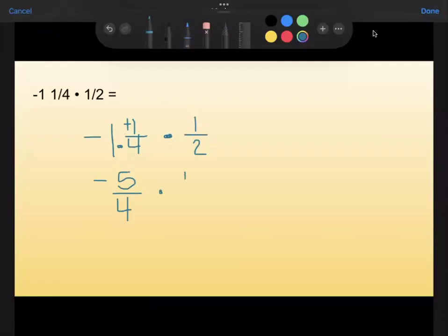Then we're going to multiply it by the 1/2. We're not flipping it because we're not using division. So negative 5 times 1 is negative 5. And then 4 times 2 is 8. Now that only has one negative sign, so the negatives don't cancel out. And 5 over 8 is as simplified as it can be. So this is going to be our final answer.